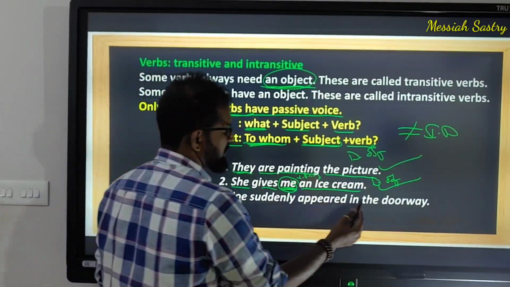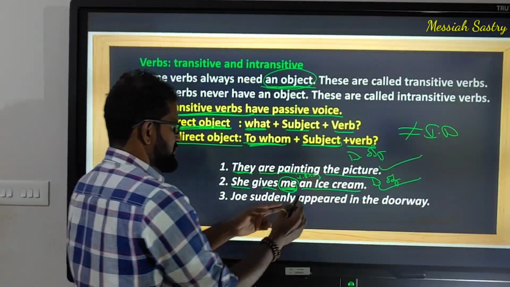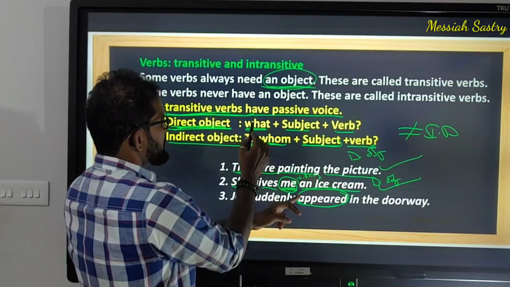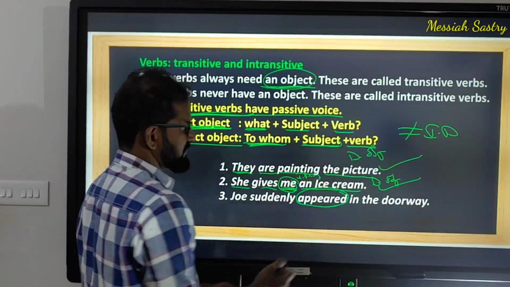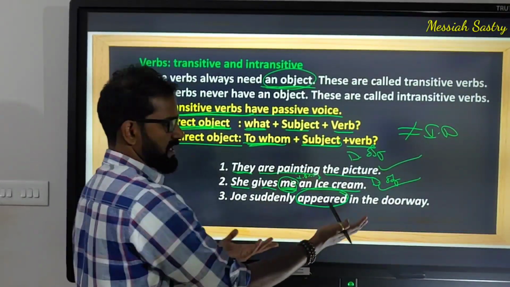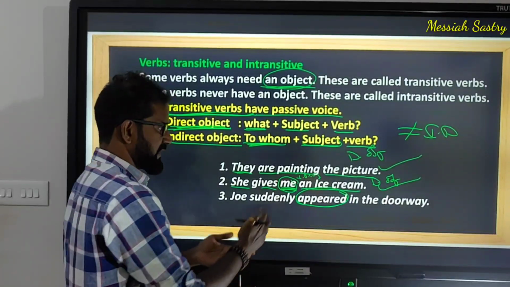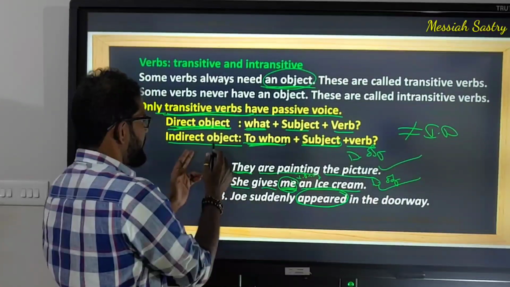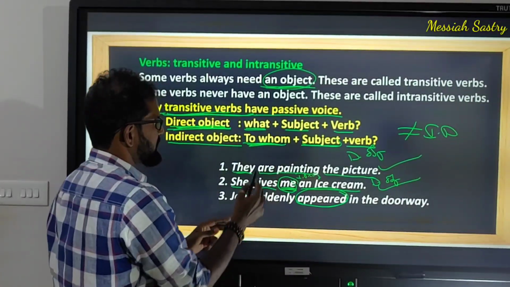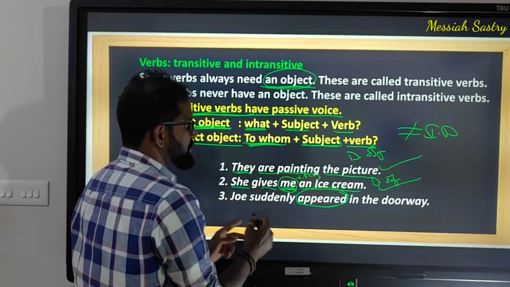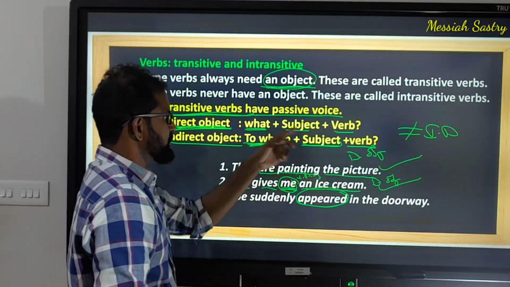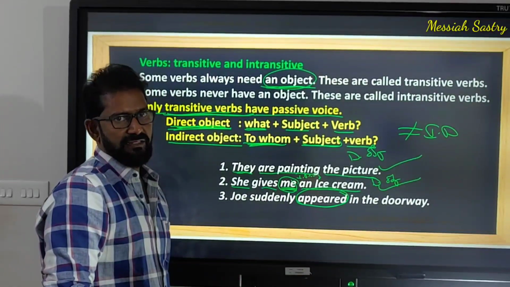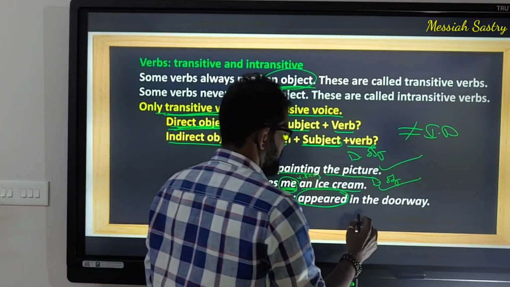Let's look at the third one. Joe suddenly appeared in the doorway. The verb is appeared. What? Joe appeared. There is no answer to that. Then there is no direct object. Next, let us see whether there is an indirect object. To whom Joe appeared? Again, no answer, which means no object.